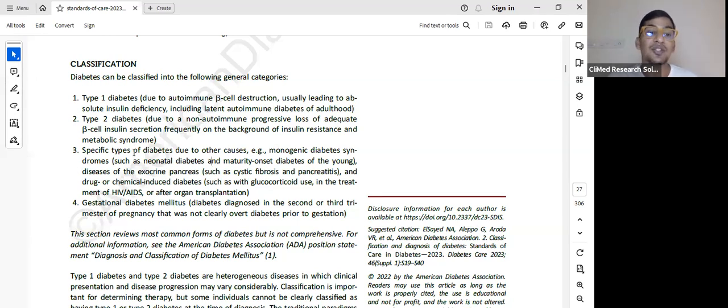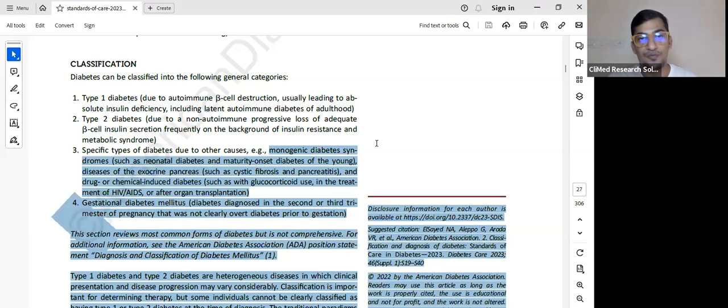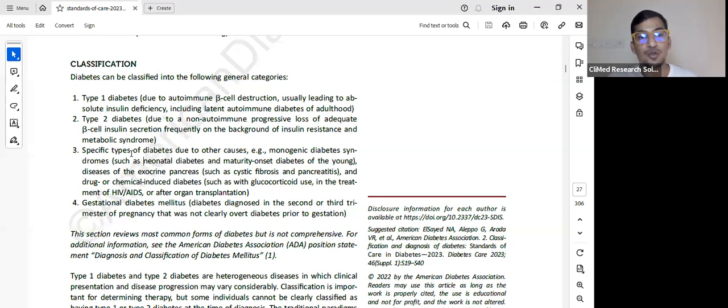Then the third thing is there is not only one, multiple, like monogenic diabetes syndromes: neonatal diabetes, maturity onset diabetes of the young, the MODY we were talking about yesterday. And then cystic fibrosis or chronic pancreatitis. You must know, I told you yesterday also, chronic pancreatitis is one of the types of diabetes as well. And then drug induced or chemical induced diabetes. Look at this, that is also one type of diabetes.